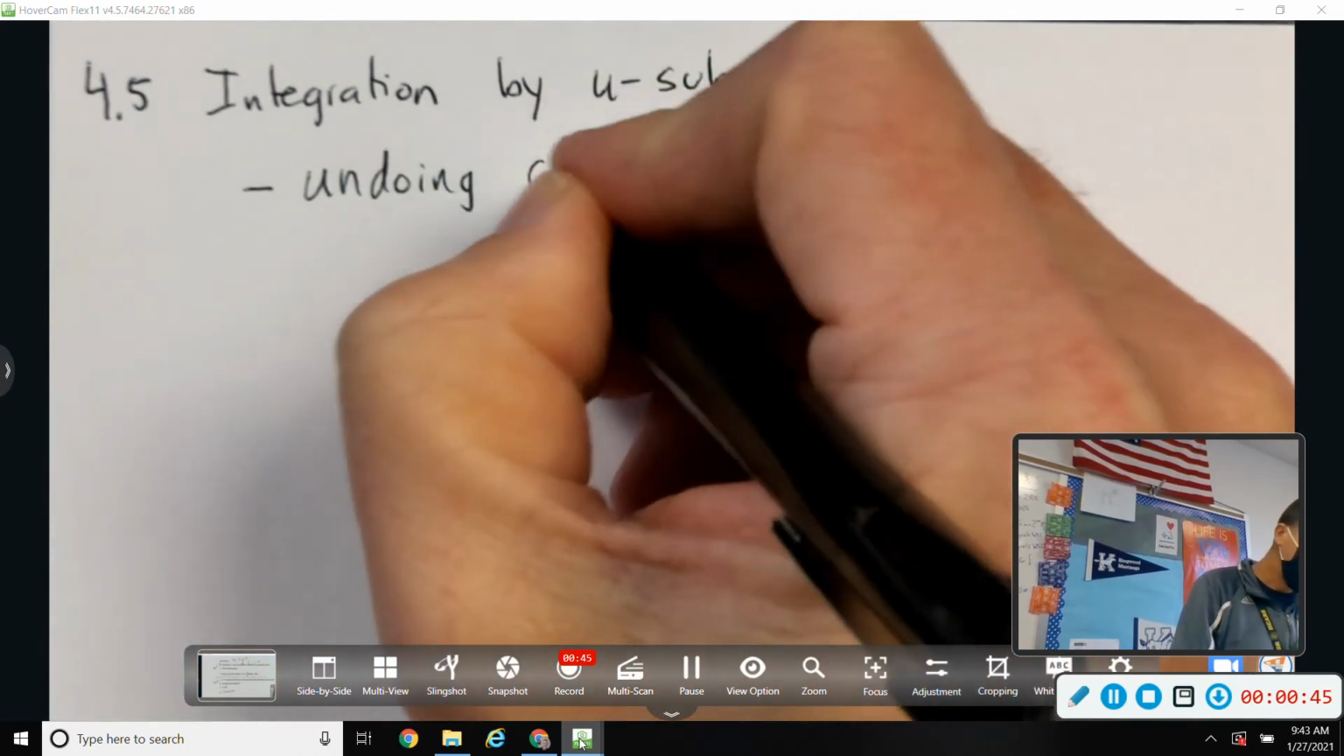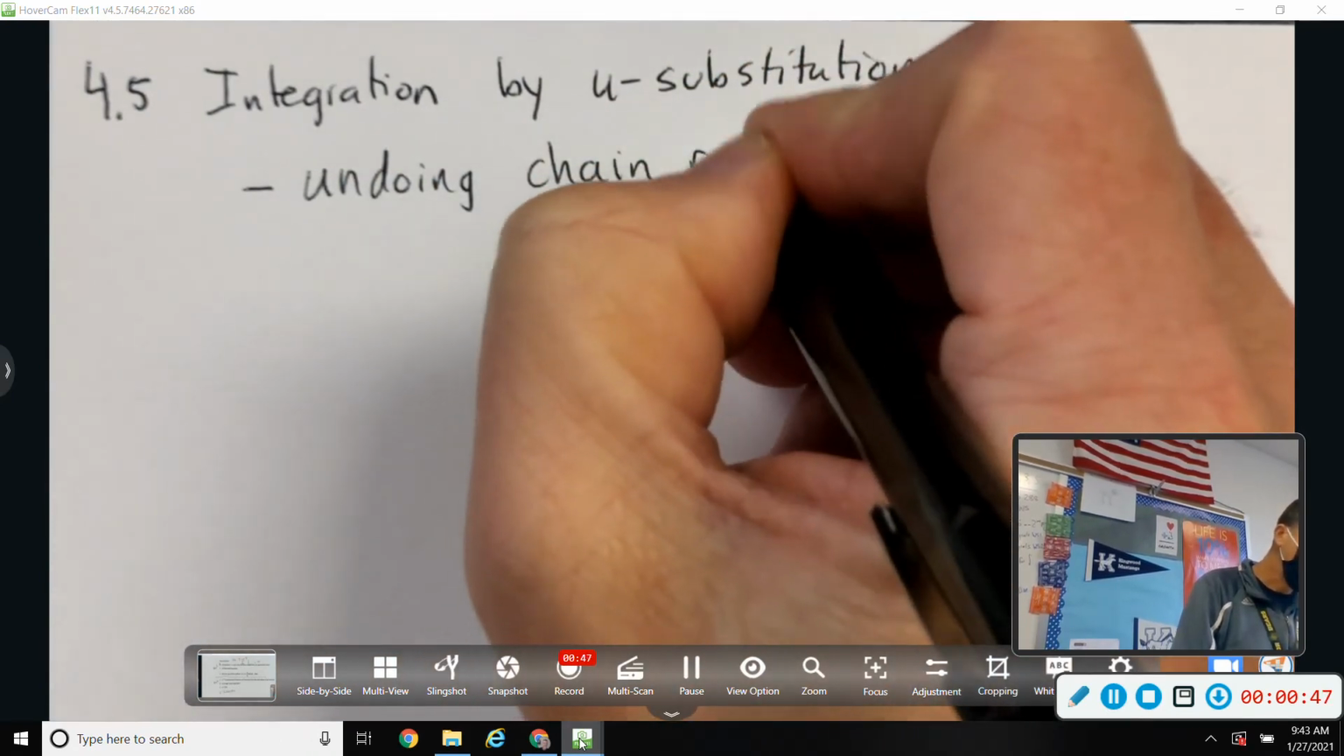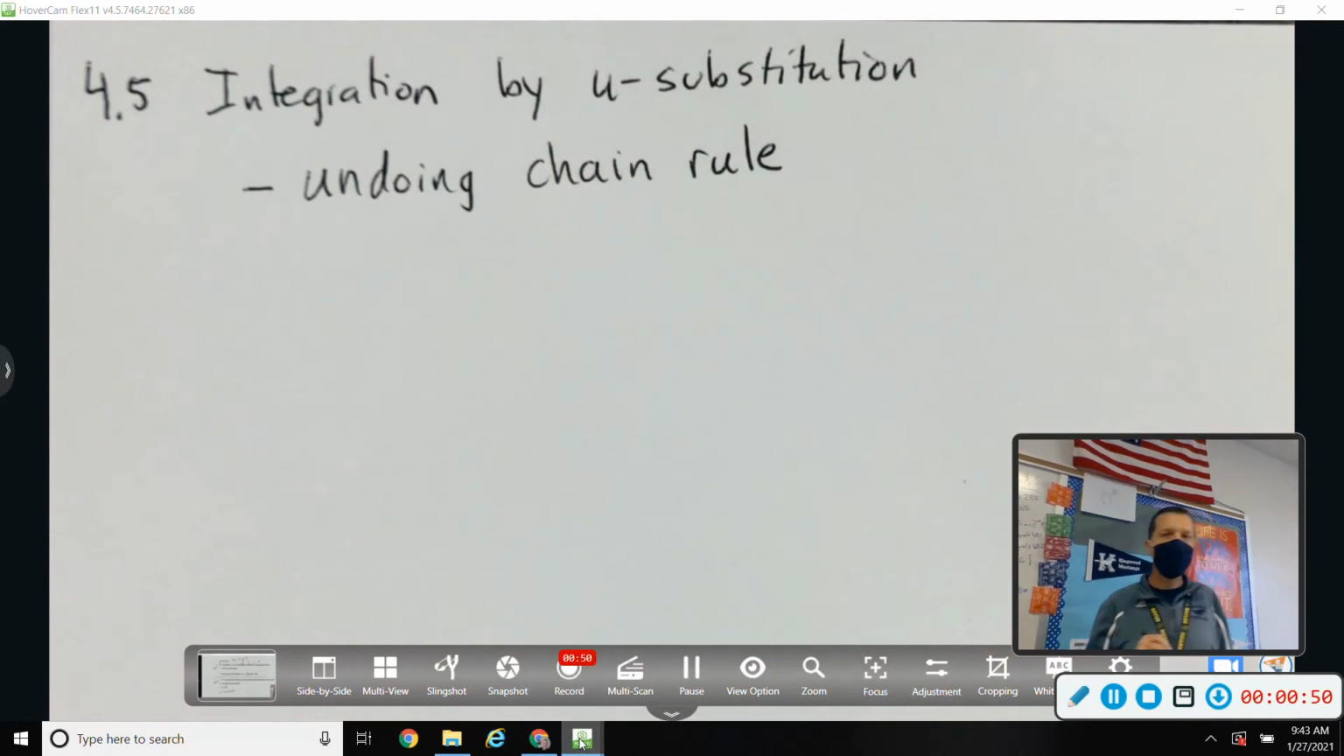It's basically figuring out how to undo the chain rule. Right? The chain rule forward isn't too bad as long as you remember it. One layer at a time, derivative of the inside, and keep multiplying them together. It's not as straightforward going backwards.